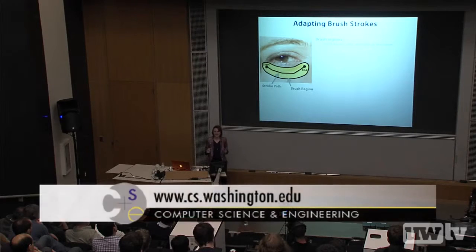And so finally, let's look at how to adapt brushstrokes. So a brushstroke is composed of a brush region and a stroke path. So the brush region limits the area that's affected by the operation, and we adapt it in the same way that we adapt selections.